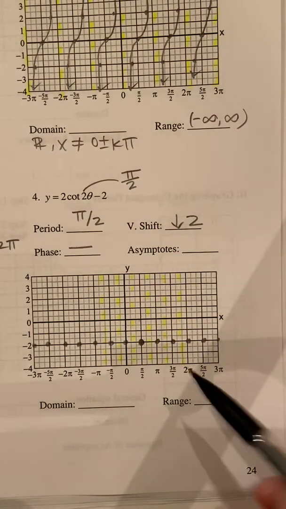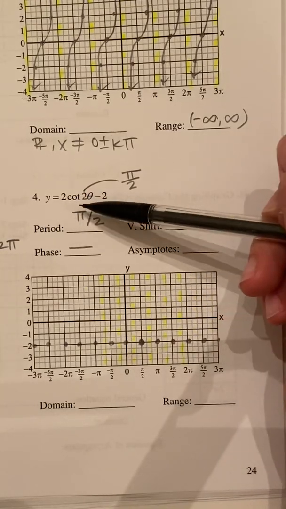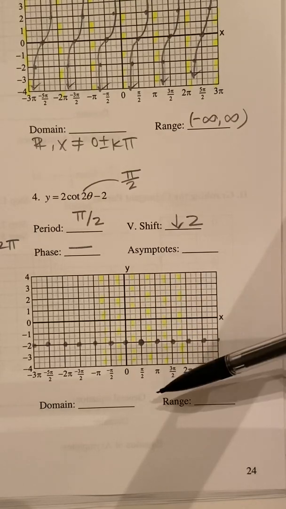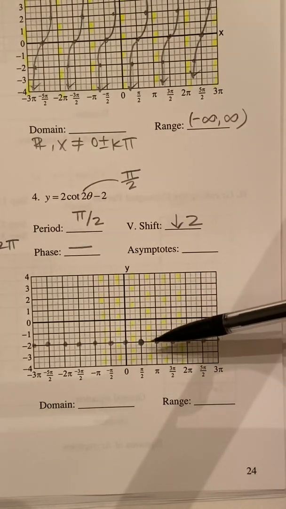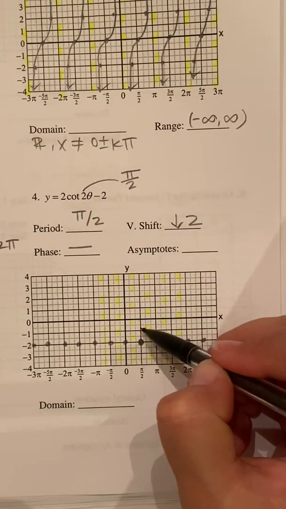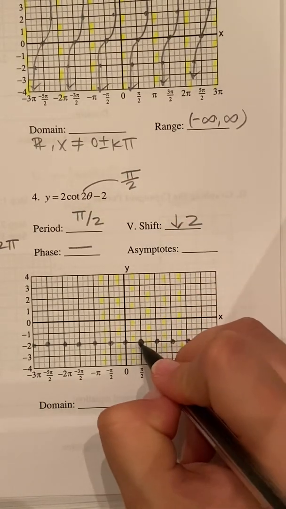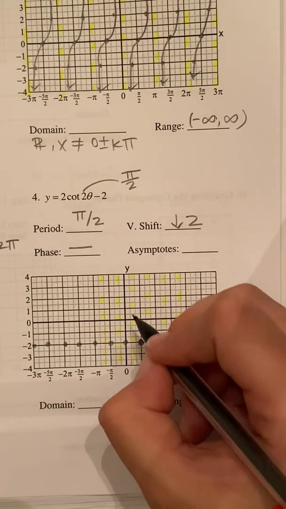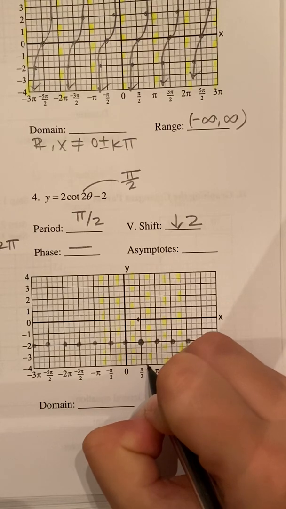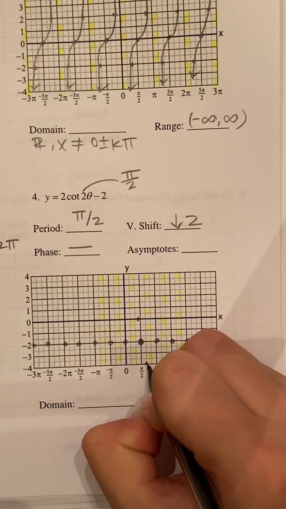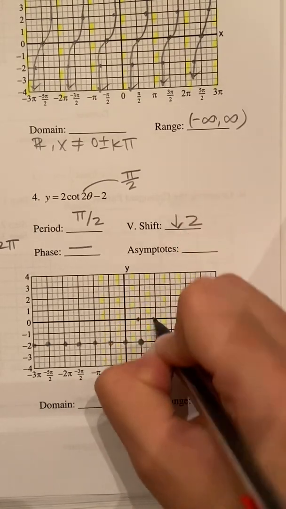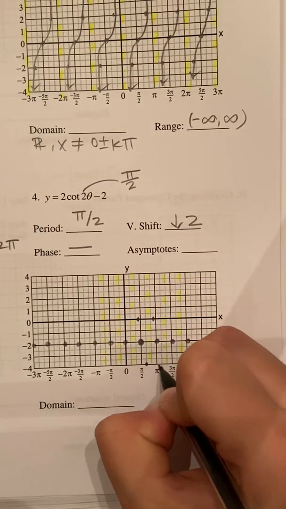Okay, now this is positive cotangent. Cotangent is decreasing, so I'm going to stay decreasing. But in between the zeros and the asymptotes, you have to go up and down 2. Since I'm decreasing, I'm going to go up 2 on the left, down 2 on the right. I can't even see. Up 2 on the left, down 2 on the right.